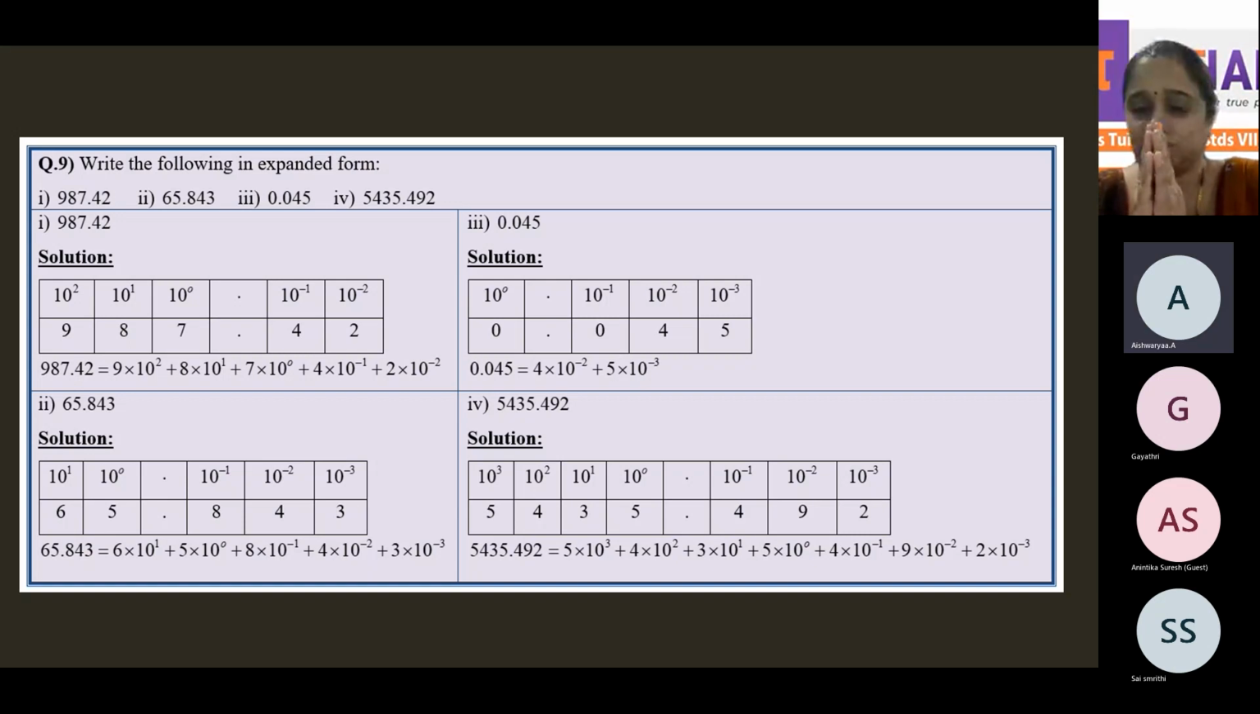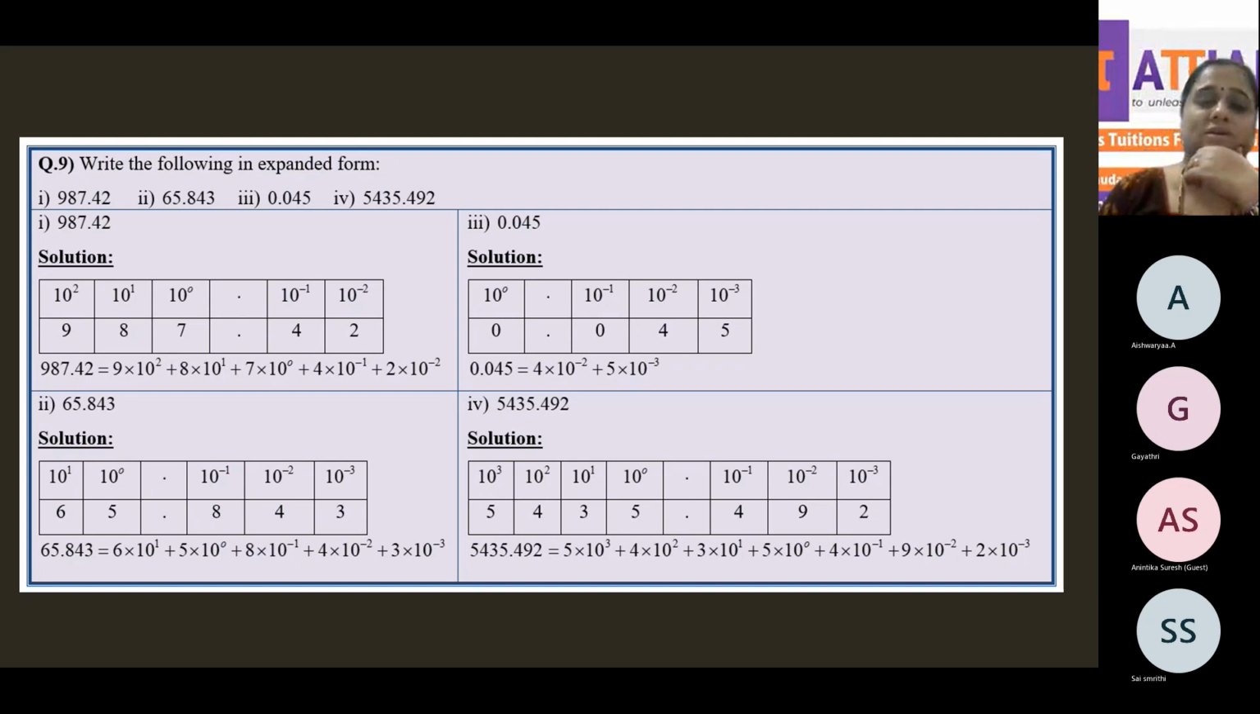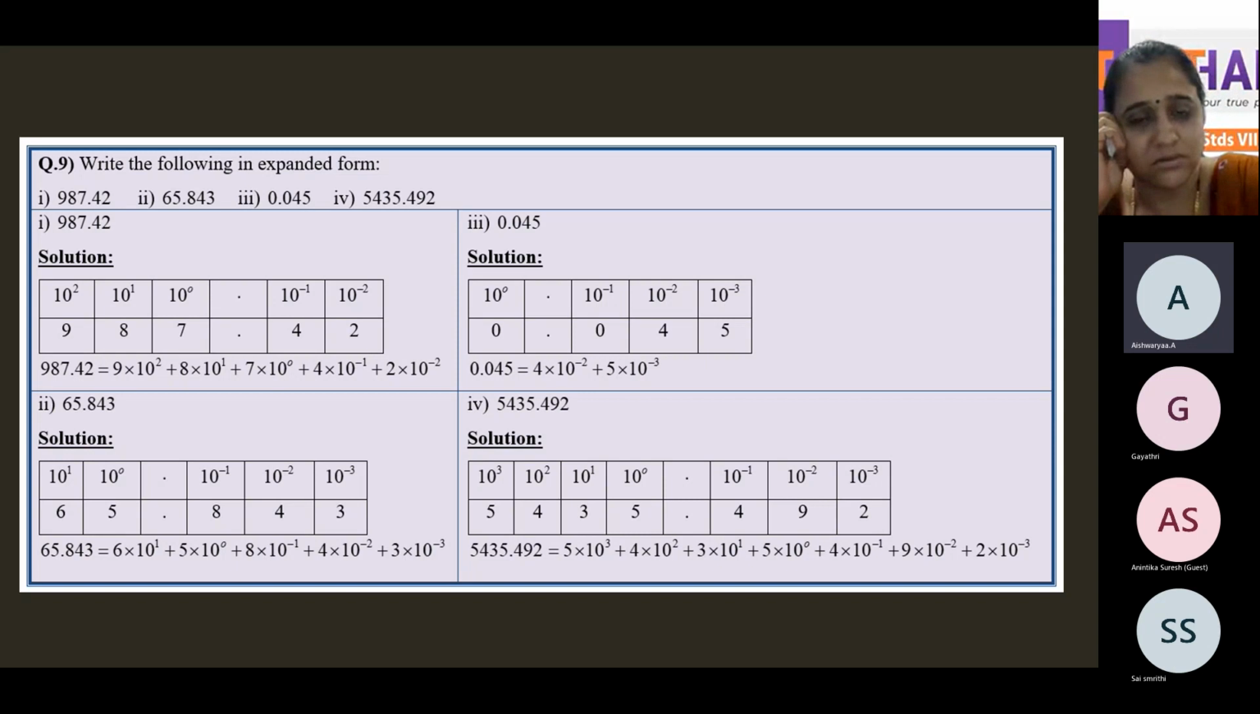Mom, so when we're solving these questions, do we have to make the same table given here? Not needed. This is easy for me to explain, so I have put it in a table. Not needed. Okay, ma'am. So you can just write it like this.